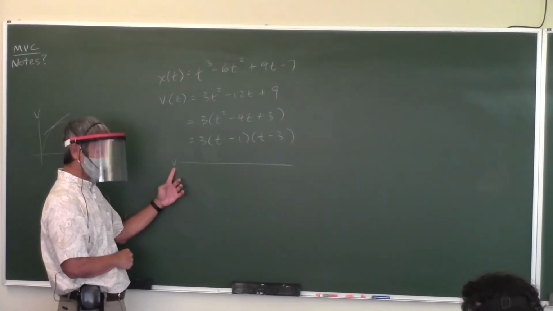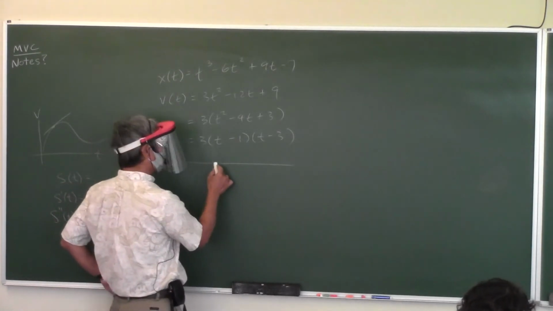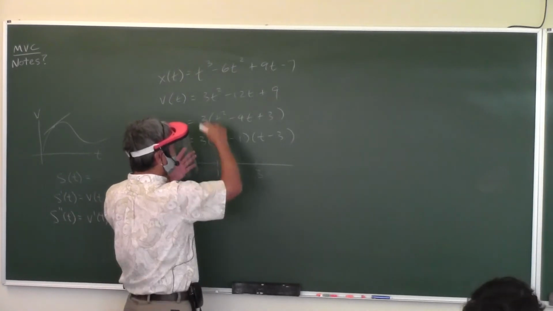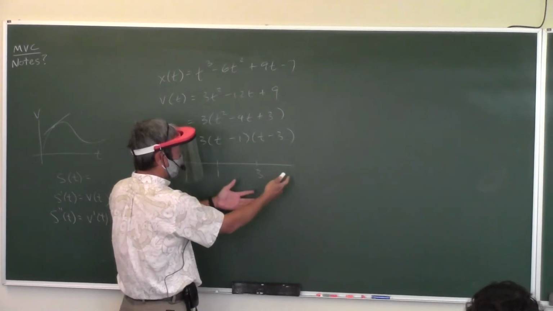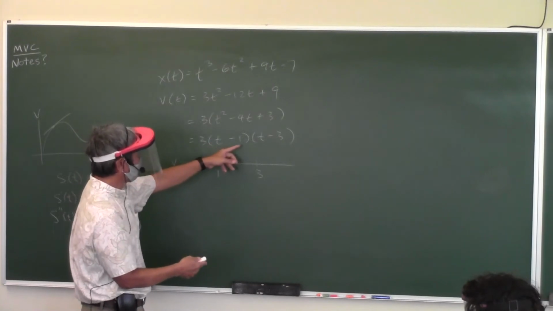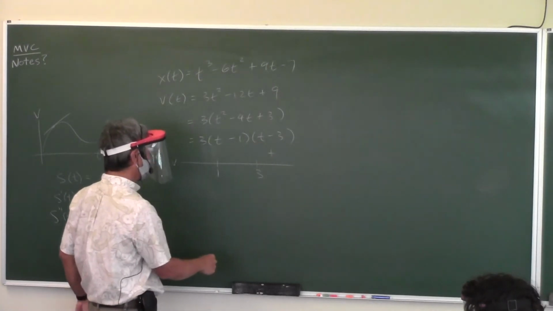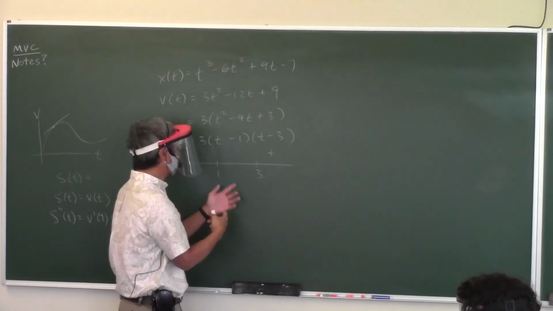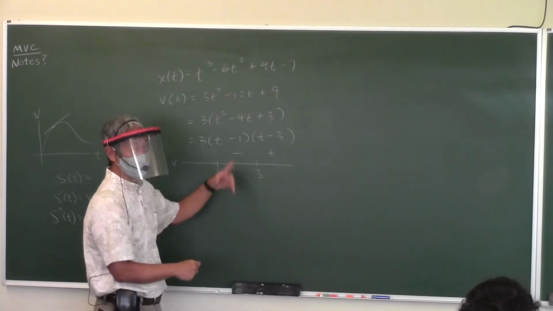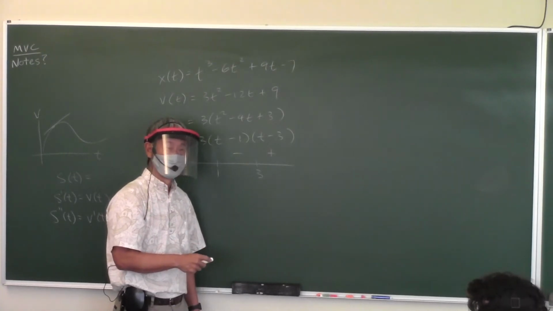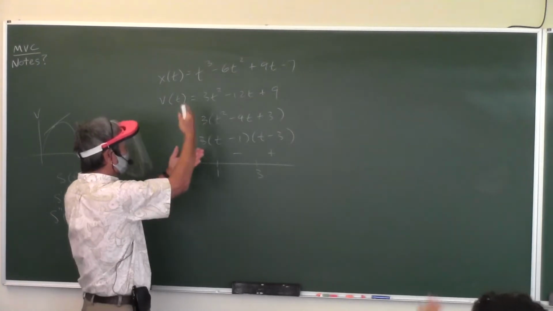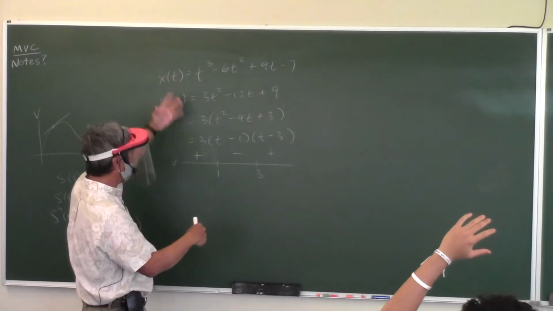So this is a number line for the velocity. What numbers do I put on this number line? 1 and 3. Then either think of the graph, a parabola opening up, or plug in numbers, like a number bigger than 3, like 4. Positive times positive times positive is positive. Think of a number in between, like 2. Plug it in. Positive times negative is negative. Anyway, just think of the graph. It's a parabola opening upwards: above, below, above.